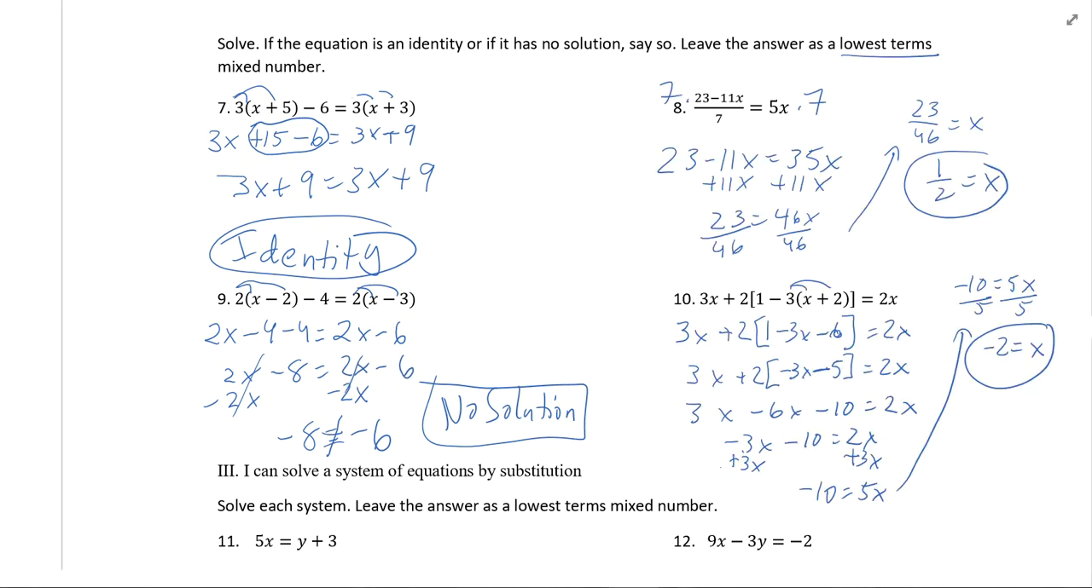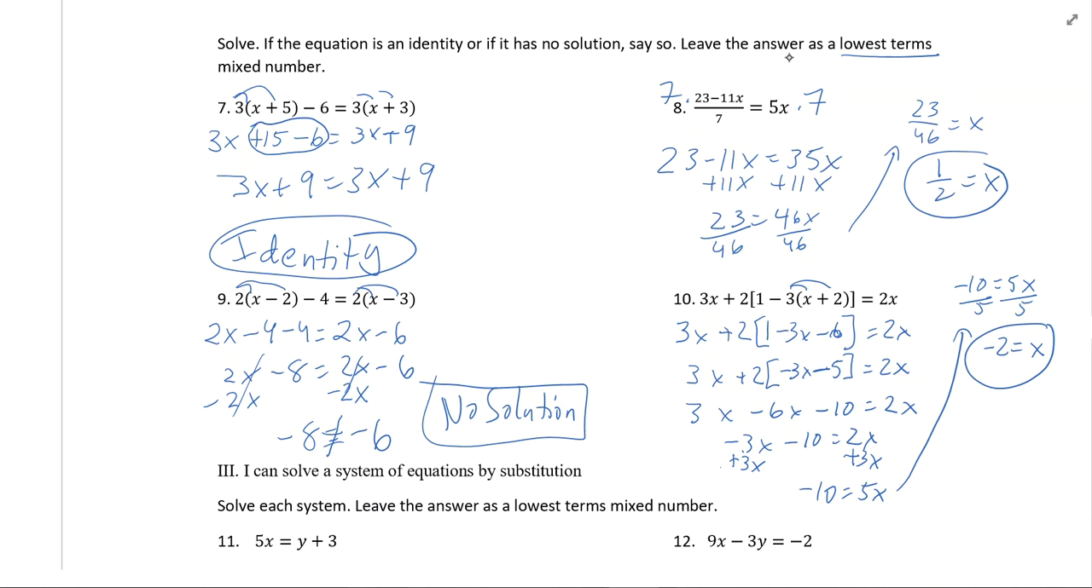Okay, so how did you guys do? Well, let's take a look at number 8. We wanted to start by getting rid of the 7, so I multiplied 7 to both sides. Then when I did that, I got 23 minus 11x equals 35x. I combined the x's. I added 11x to the other side, which gave me 23 equals 46x. I'm trying to solve for x, so I had to divide each side by 46. And I got 23 over 46 equals x.